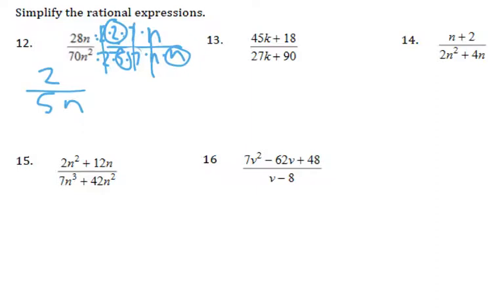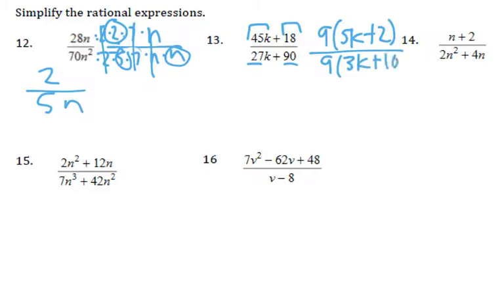We can look for what we can pull out. So these share 9s, right? So I can pull out a 9. That would leave me 5k plus 2 over, if we pull out a 9, we end up with 3k plus 10. So I can cross out the 9, so I end up with 5k plus 2 over 3k plus 10.